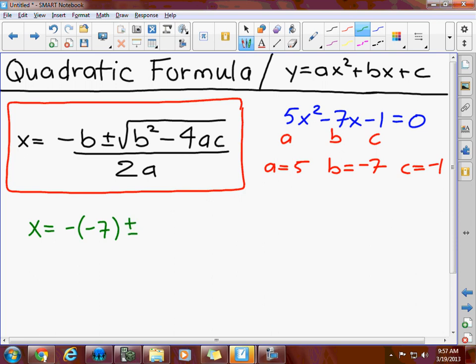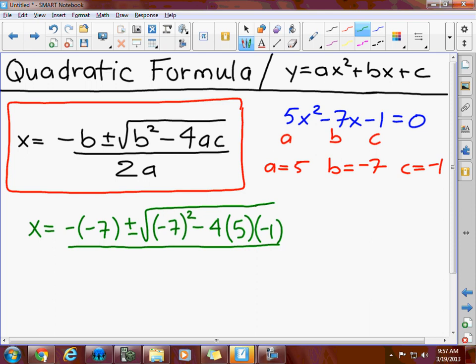Plus or minus, now we've got this radical sign, b squared, so that's negative 7 squared. These brackets are absolutely critical for you to include. And then minus 4 times a, which is 5, and then times c, which is negative 1. And that whole thing is over 2 times the a value, so 2 times 5.